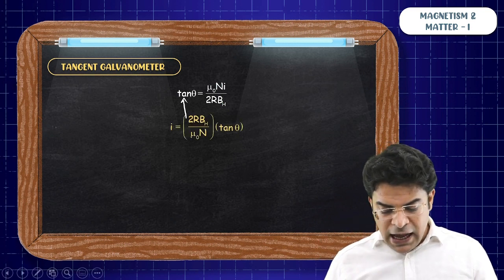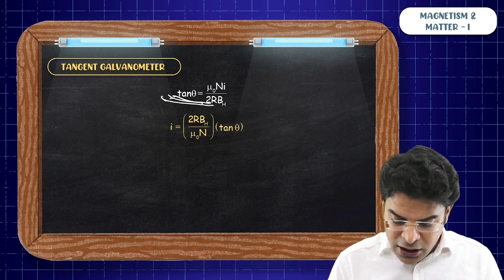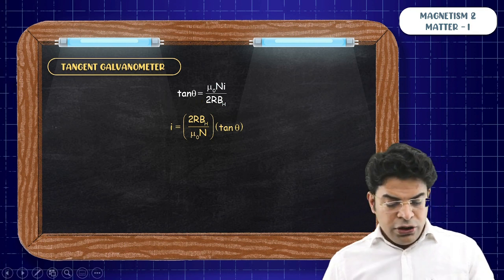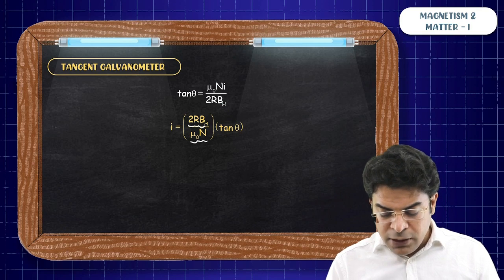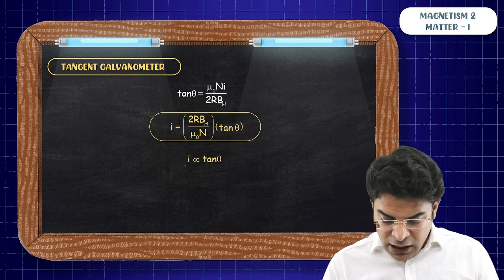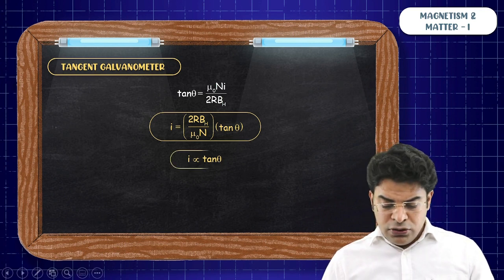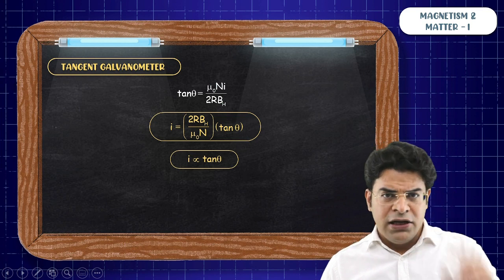So we know that I equals, bring 2 up, r up, Bh up, mu naught down, n down. So you will get I equals 2 r Bh upon mu naught n into tan theta. Or you can say that the current in the coil is directly proportional to tan theta. So this is the standard question that gets asked.